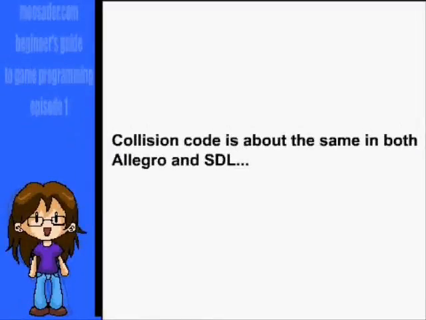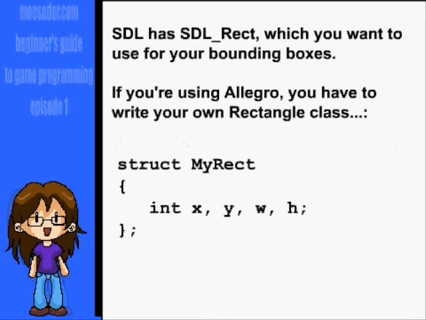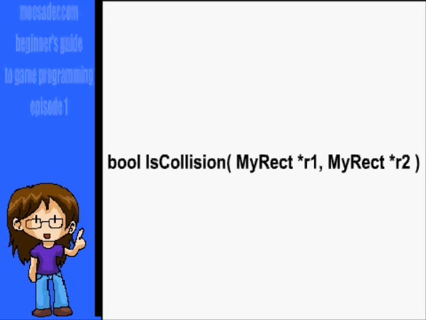The collision code will be almost identical, except for one thing. SDL has SDL_Rect, but in Allegro you have to write your own rectangle struct that looks something like this. Our isCollision function will take two rectangles or two SDL_Rect items, and will return a bool.